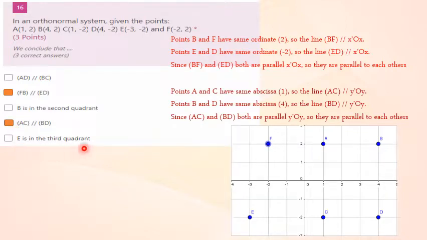Now E is in the third quadrant. Let's look. Here is the first quadrant, second quadrant, and third quadrant. E is here. The third quadrant has negative abscissa and negative ordinate. Okay, we can check it from the coordinates, minus 3, minus 2, they are both negative, or from the figure, they are both correct.